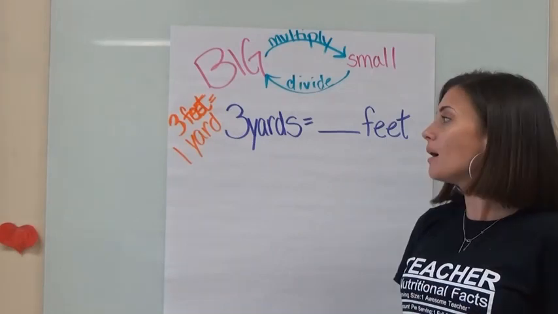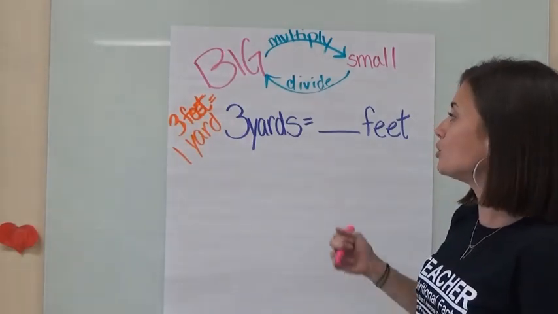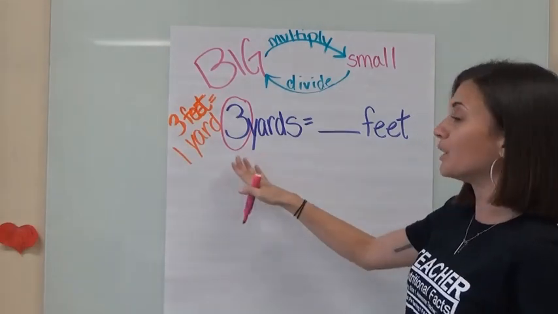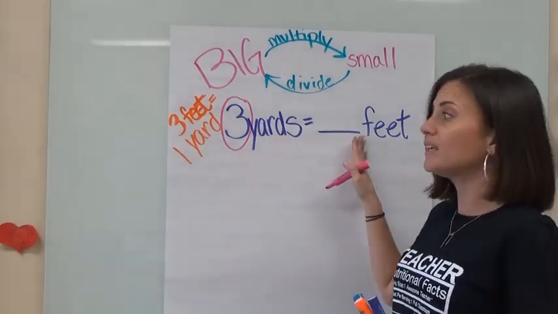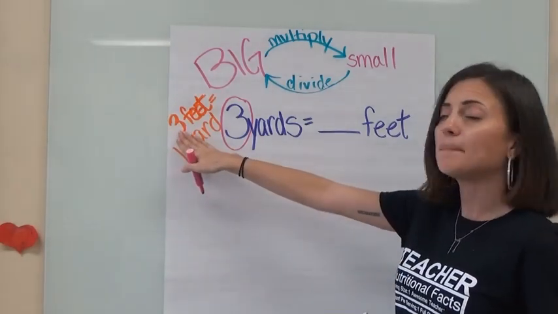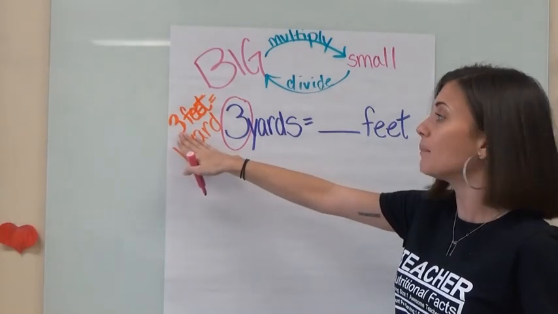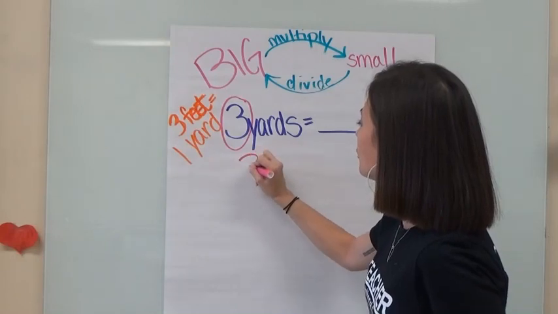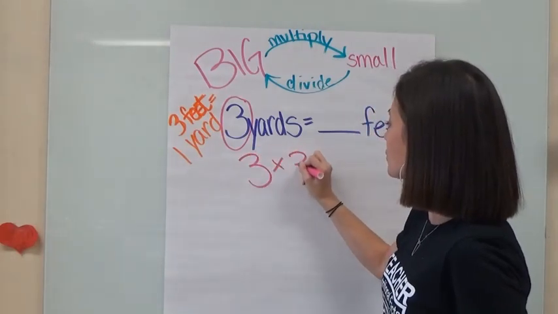To solve my problem, I am going to do the number of yards that I'm working with, so 3 yards, and to figure out how many feet that is, I'm going to multiply that by how many feet I have, or how many feet are in each yard. So I'm going to do 3 times 3.